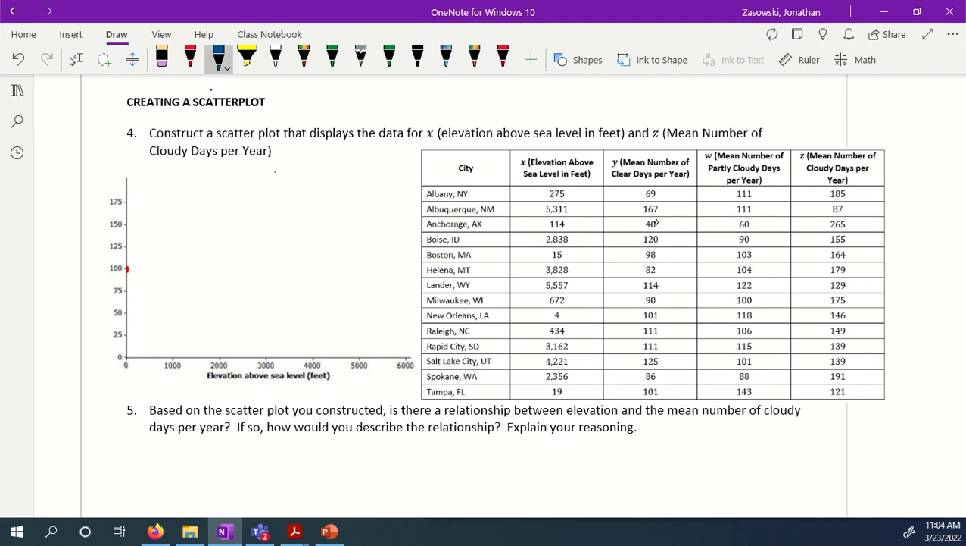And so we have the y-axis labeled with elevation, and we're going to do the x as the mean number of cloudy days. Okay, so now, once again, the y is the elevation, so that's this column, and cloudy days is going to be all the way at the end. So Albany is 275, which is about a quarter of the way through, and then 185, so somewhere up here.